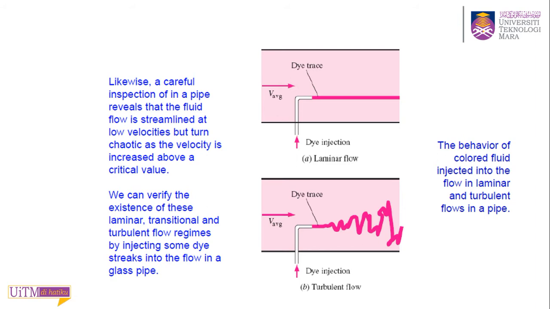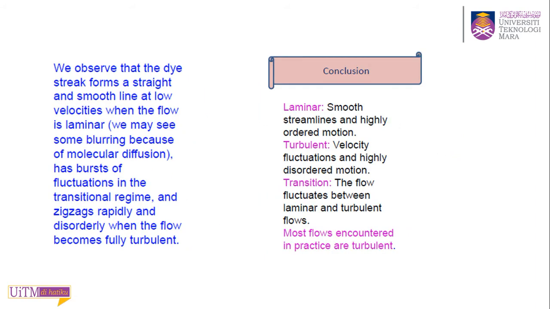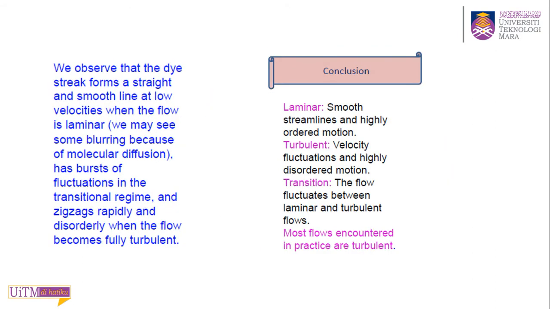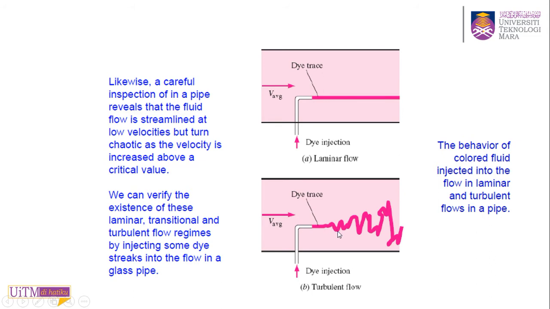So that is laminar and turbulent. We observe from this experiment that the dye streak forms a straight and smooth line at low velocities. This is laminar, and then after that it has bursts of fluctuation in the transitional regime and zigzags rapidly and disorderly when the flow becomes fully turbulent. So it will change from laminar to transition. In the transition, sometimes it is laminar and has a little turbulence. This is what we call the transition phase, and then after that it is fully turbulent.